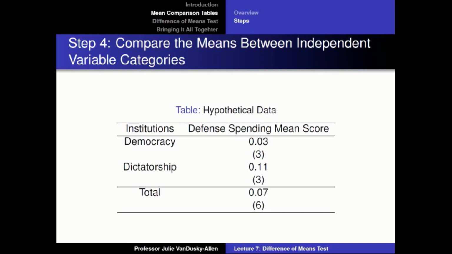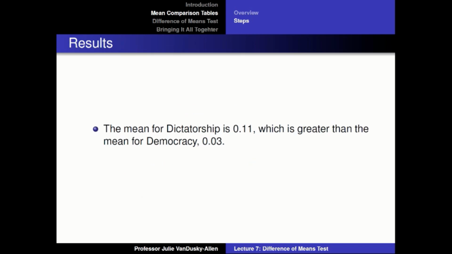One way to interpret the mean comparison table is to compare the mean values of the dependent variable between the categories of the independent variable. So in this case, the mean defense spending as a proportion of GDP for democracies was 0.03, while the mean defense spending for dictatorships was 0.11. So it does seem like dictatorships spend more in defense than democracies do.